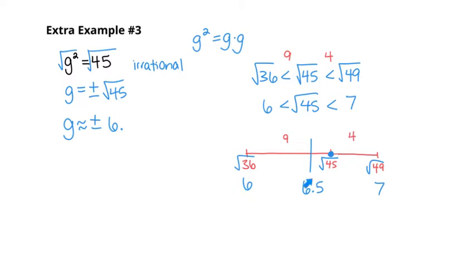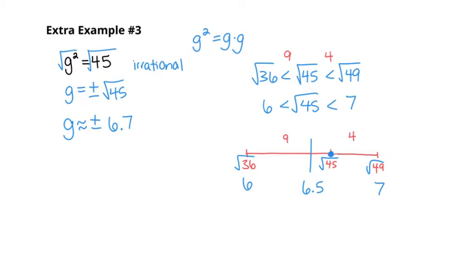So if this is 6, this is 6.5, and this is 7, to the nearest tenth, what would this be? So this would be about 6.1, 6.2, 6.3, 6.4, 6.5, 6.6, 6.7, 6.8, 6.9. So I'd say it's somewhere between 6.6 and 6.7. I'm going to go 6.7. So a good estimate is about 6.7.